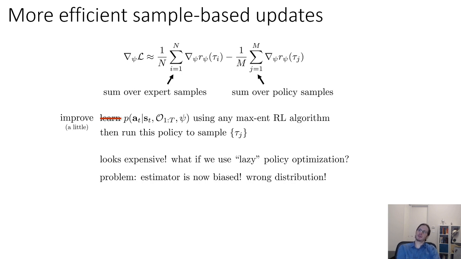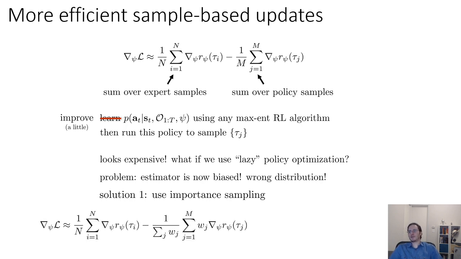The problem now is that our estimator is biased. We have the wrong distribution. So one solution we could have is we could use an importance sampling correction. We could basically say, well, we wanted the optimal policy, but we got some suboptimal policy. Basically, we didn't train p(a_t | s_t, O_1:T) to convergence, but perhaps we can importance weight those samples to make them look like they were samples from the optimal policy.